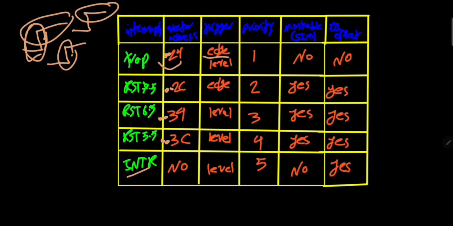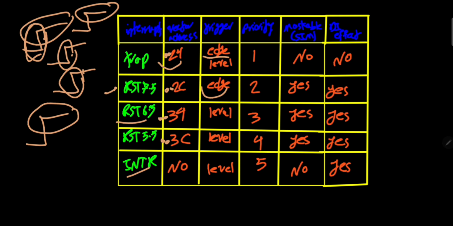Now let me explain the others and then I'll tell you. RST 7.5 is also edge triggered, meaning it should go high. What the CPU cares about is the going high of this pin. RST 6.5, 5.5, and INTR are level triggered, meaning that going high is not important for the CPU, but being high is important for them.